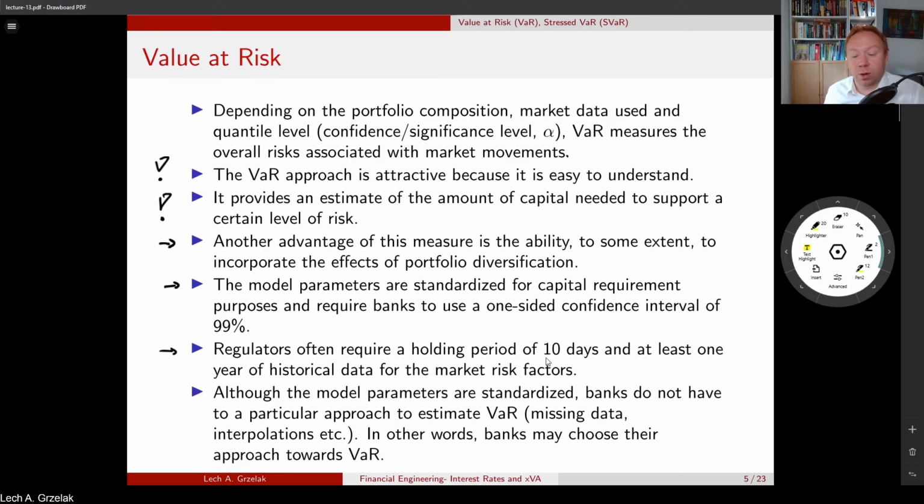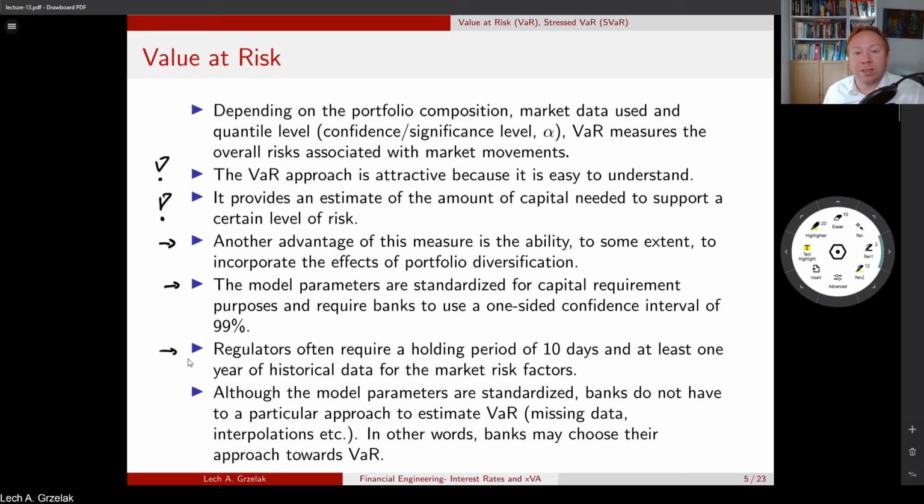So regulators require 10 days and at least 1 year of historical data for market risk factors. So this means that we are going 1 year back and observing the historical evolution of risk factors. And then those 10-day increments, or 10-day movements, from day 1 to day 10, day 10 to day 20, those increments would apply to today's value of the stock, and then you have to go 1 year back.